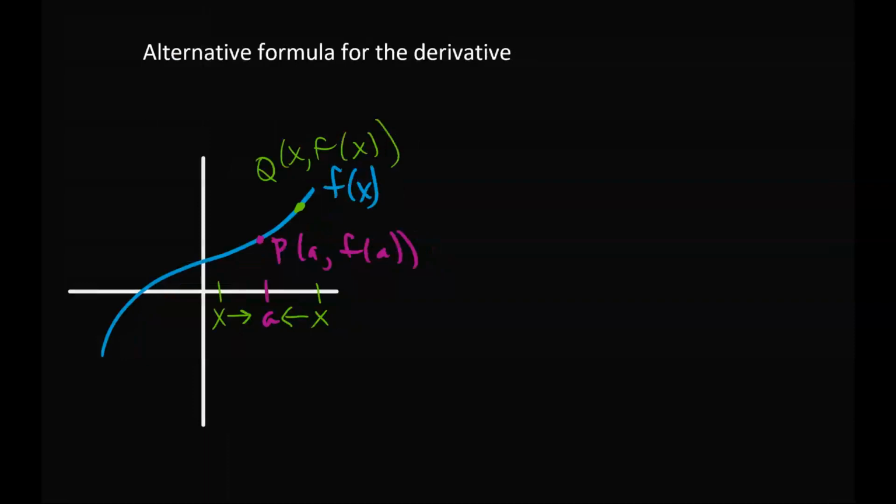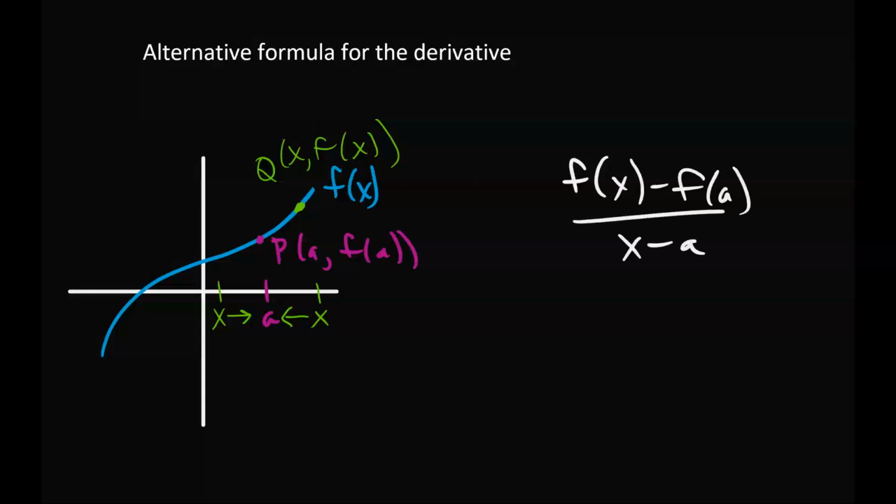Then we can still define the slope of our secant line to be the change in y over the change in x. And we can take the limit, but now instead of the distance h going to 0, we have x approaching a. And this is another way to define the derivative of f at the point a. And here we're just using a instead of x naught, but it's playing the same role.